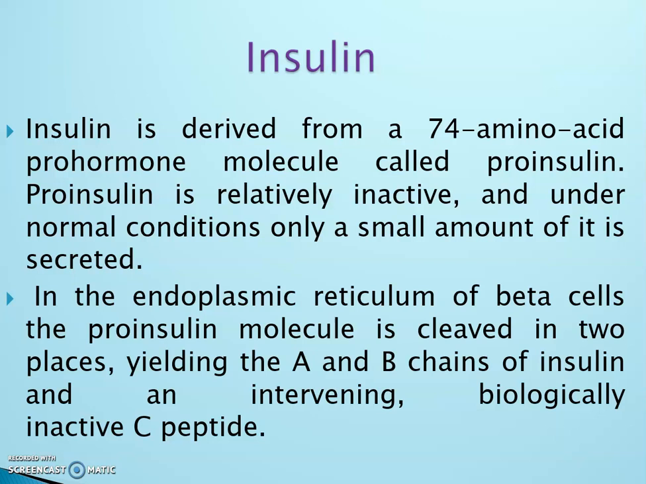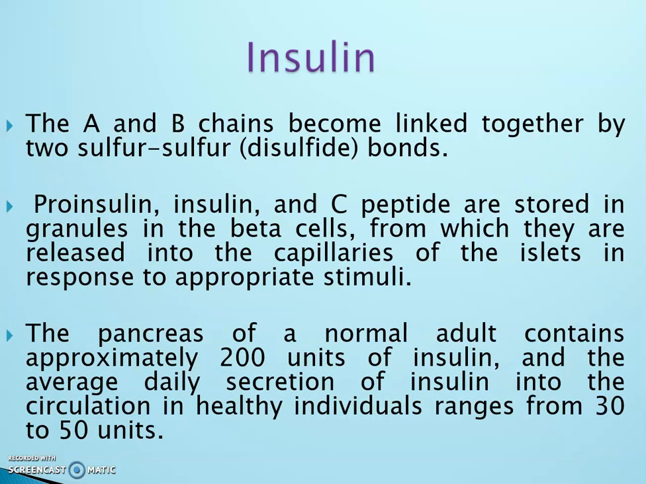So insulin is formed from a prohormone called proinsulin, which is decomposed to form three chains. Out of these three chains, the A chain and B chain combine together to form the insulin hormone. The A chain and B chain become linked together by sulfur linkage. There is a cysteine amino acid present in both chains. So through cysteine, they form sulfur linkage. These are stored in granules of the beta cell. From the beta cell, it is released to the blood for controlling sugar level.